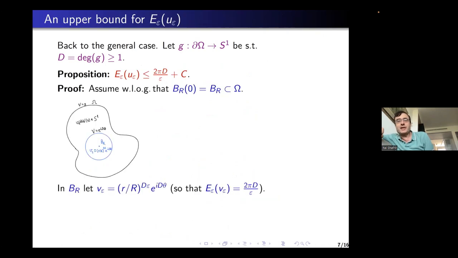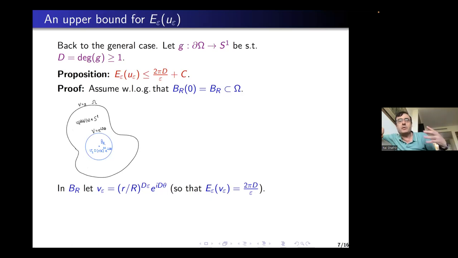The proof is very easy because we can assume without loss of generality that the origin is in Omega, and then consider a disk of radius r in the domain. And now we construct a test function. In the disk, we use the equivariant minimizers that we found before. So the energy coming from this disk is exactly 2 pi d over epsilon. And now we just have to complete our map in Omega minus this disk. So we just take an S1-valued smooth map that satisfies the boundary condition e^{id theta} on the inner circle, and on the exterior boundary, the boundary of Omega, we use g because we want to satisfy the boundary condition. And since the degree is d both on the boundary of Omega and on the boundary of the circle, there is such a smooth map.